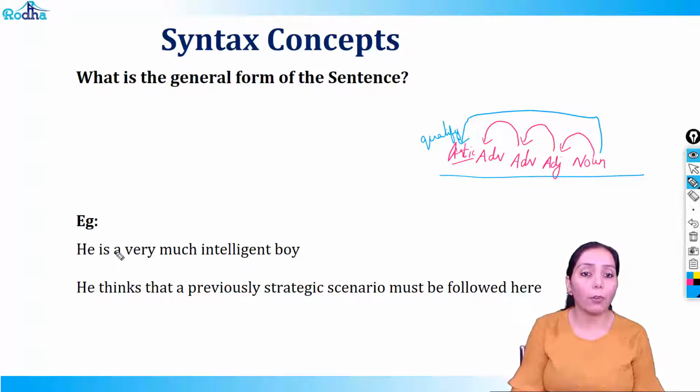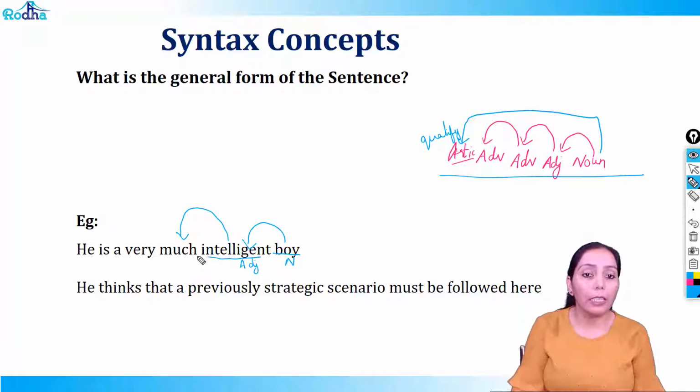Why? Let's start from the back. Boy, is it a noun? Yes. For boy, what is used? Intelligent. Intelligent is the adjective used for the noun. After this, it is written he is very much. Now, much is showing how intelligent he is. So to make intelligent more clear, the word much is used.